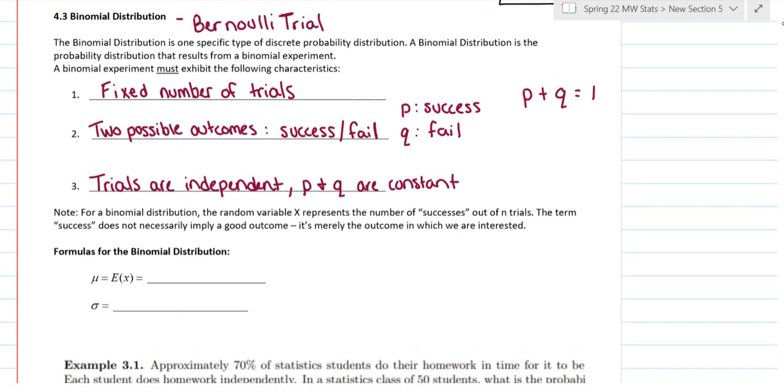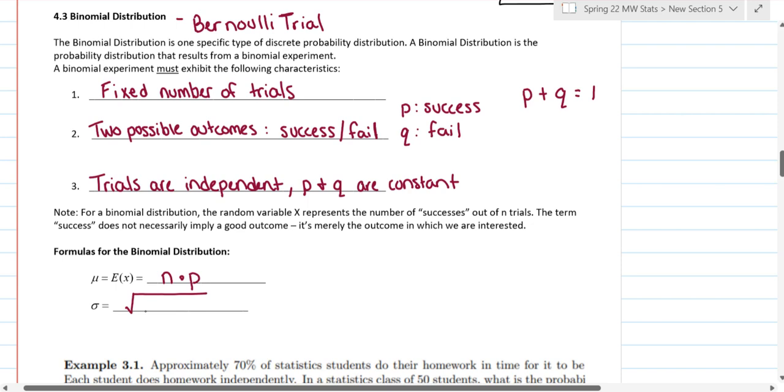Okay, your formulas, like I said, are fairly simple. The mean, or the expected value, is just n times p. And then the standard deviation is just the square root of n times p times q. So remember, p is the probability of success, q is the probability of failure, n is the number of trials.